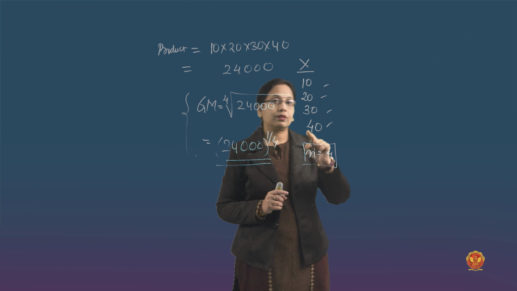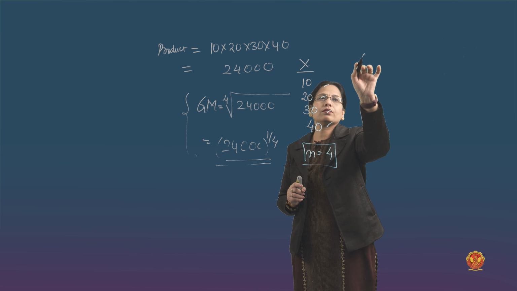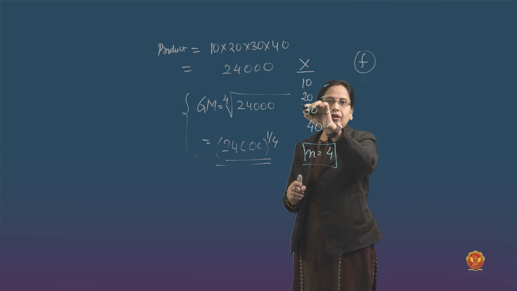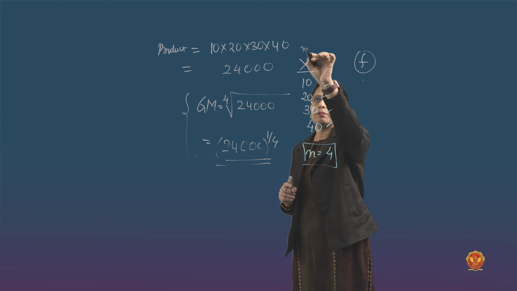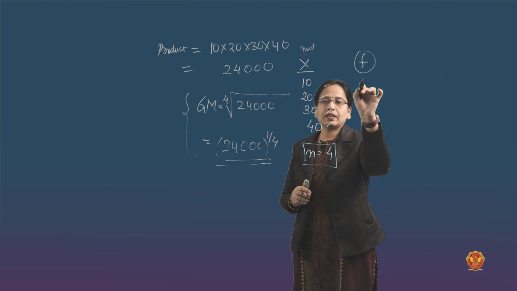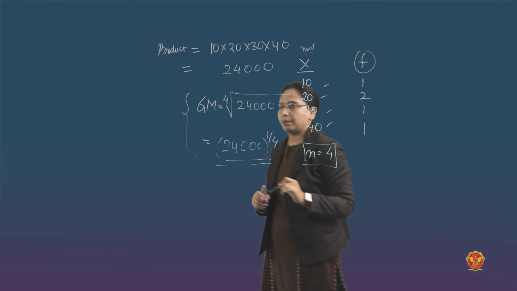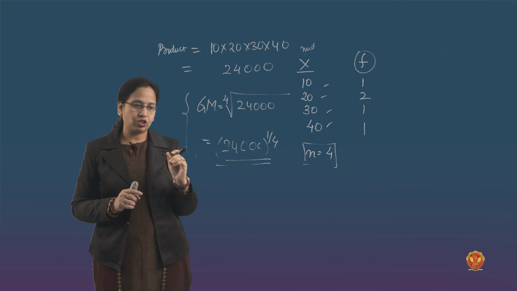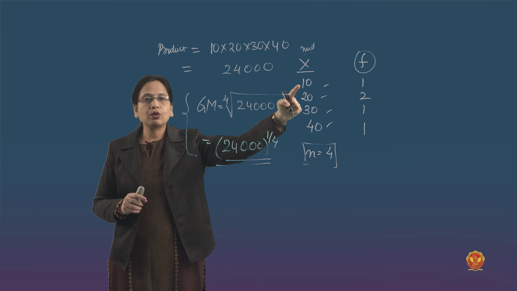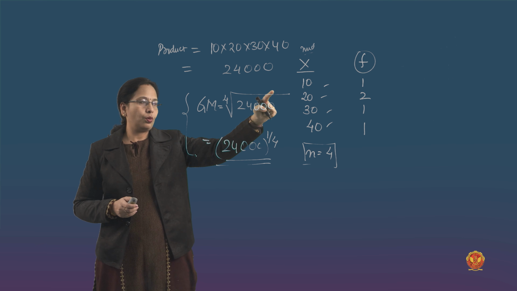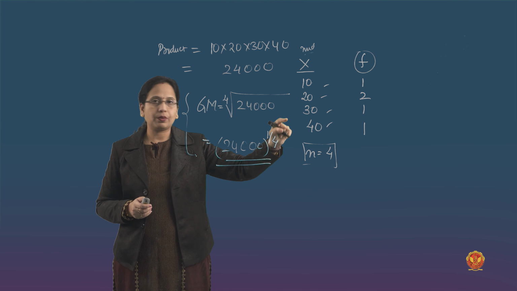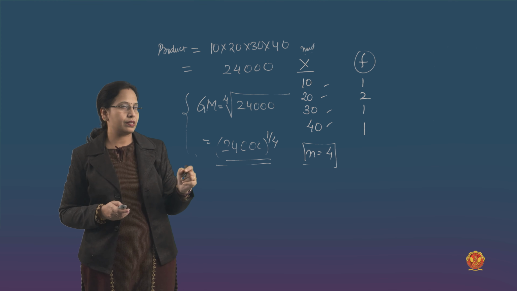But when the data is grouped, meaning discrete series and individual series where you get the frequency. In a discrete series, you get the frequency over here. In a continuous series, you get a class interval. You find the mid value, which becomes your x, and then in front of it the frequency is given. If the frequencies are given like this, 1, 2, 1, 1, for example, the geometric mean formula has a small change. What we do is, the value 10 goes to the power of its frequency, 20 goes to the power of its frequency, 30 goes to the power of its frequency, like that. Let us perform this exercise now.